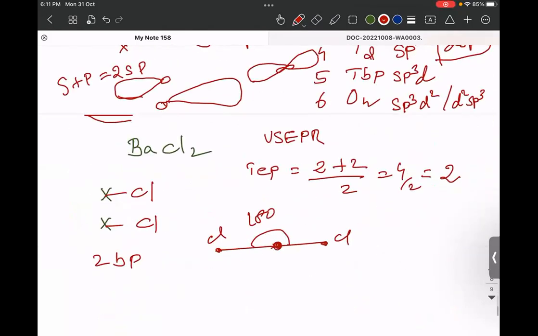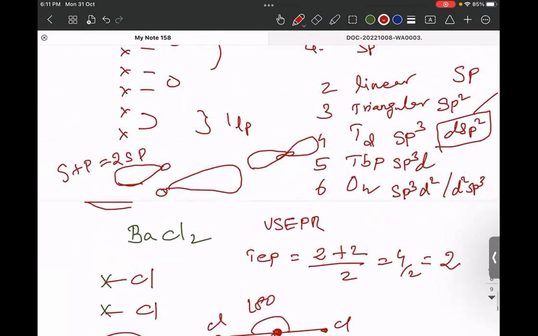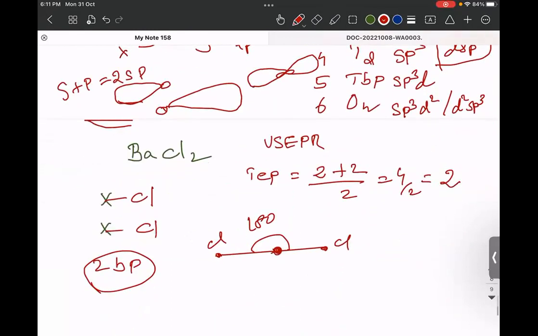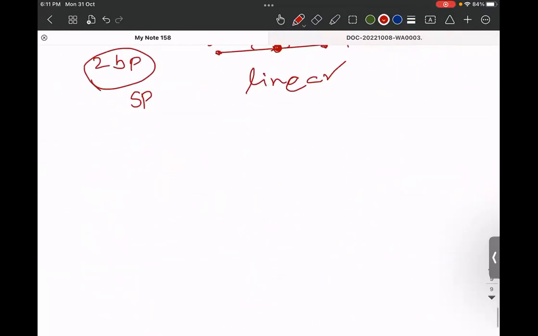Okay. You tell me for the barium chloride, what is the hybridization? 2 electron pairs. 2 means what is the hybridization? SP. That's all. So SP, linear, 180 degree. All those things you will get to know. So we'll take another molecule. You tell me some other molecule.